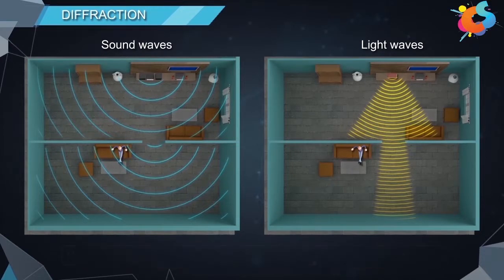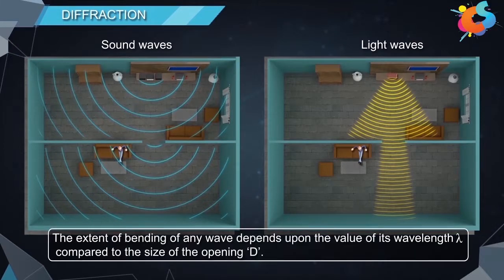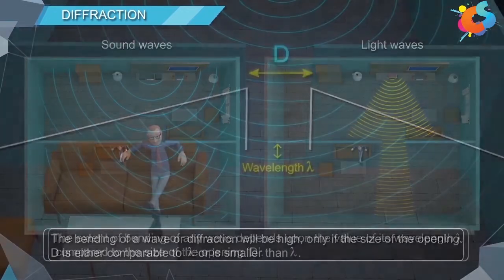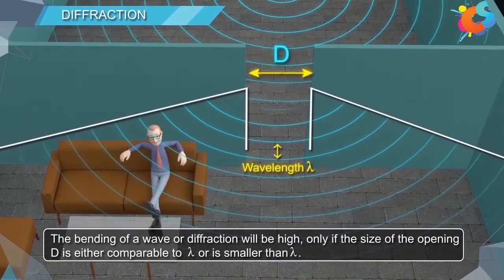The answer to this lies in the property of wave, which states that the extent of bending of any wave depends upon the value of its wavelength lambda compared to the size of the opening d. The bending of a wave, or diffraction, will be high only if the size of the opening d is either comparable to lambda or is smaller than lambda.